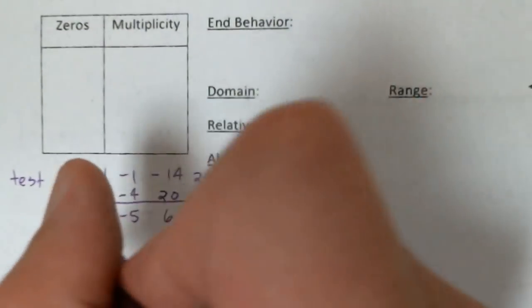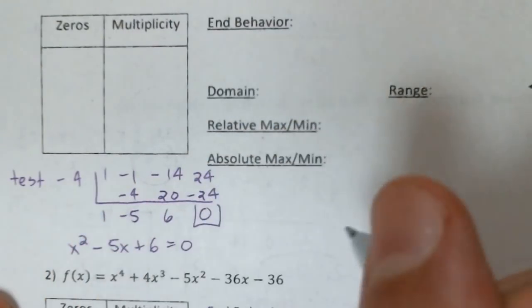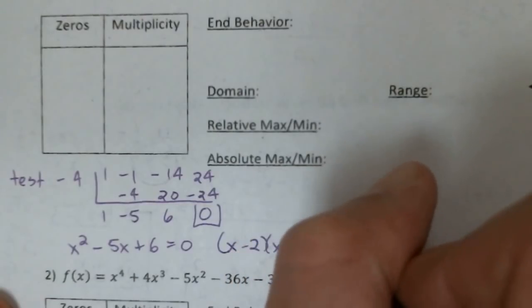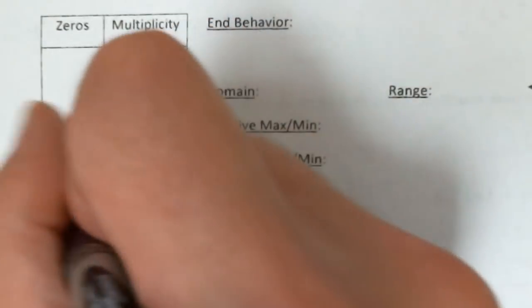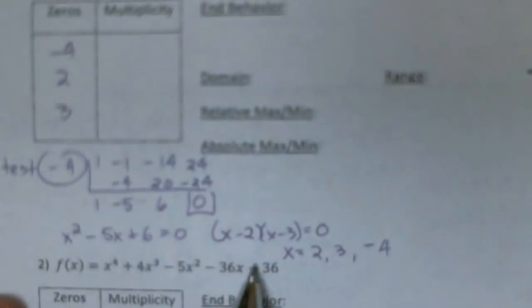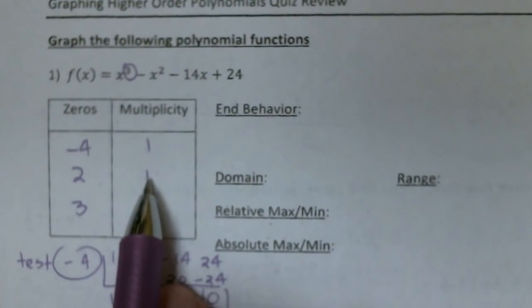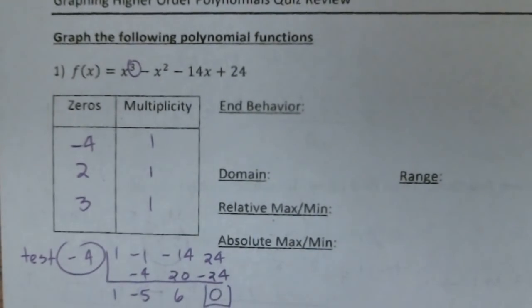Alright, so then that gives me x squared minus 5x plus 6. That's easily factorable. That is just x minus 2 times x minus 3 equals 0. So my zeros are 2 and 3 and the -4 that we tested. So that's straightforward: -4, 2, and 3. They all have a multiplicity of 1. This is a cubic, right? If one of these had a multiplicity of 2, that would mean it's a quartic. Okay, so that makes sense. They all have a multiplicity of 1.